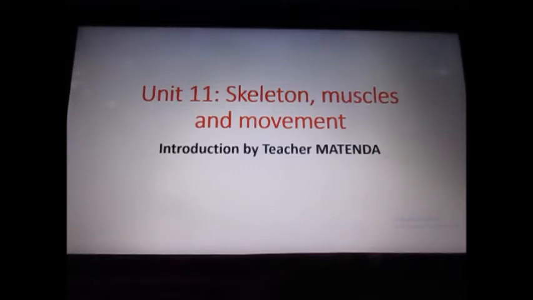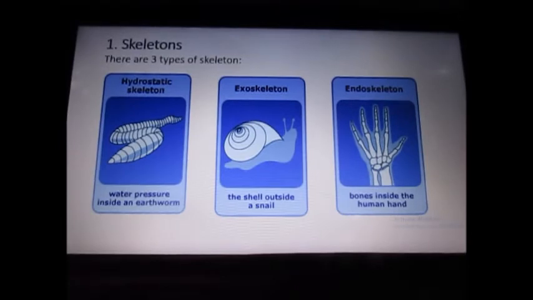Welcome to this lesson of biology on Unit 11, which is about skeleton, muscle, and movement. We said we have three types of skeleton. These are the hydrostatic skeleton, found basically in earthworm. We have the exoskeleton, found in the arthropod and even some snails. We also find the endoskeleton, which we find in the chordata, like a human being.